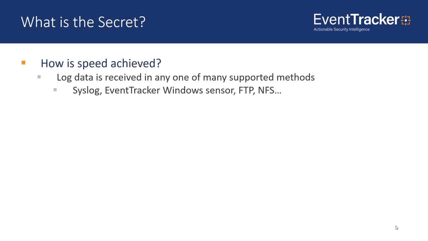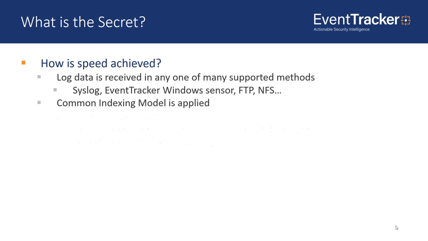So how does this magic happen? Well, the speed is achieved in a variety of methods. First of all, log data is received in any one of the numerous supported methods. It could come at us as syslog. Our EventTracker Windows sensor could send it. We could get it as a file transfer. We could get it through network file share and so on.